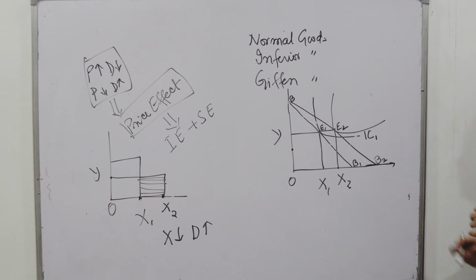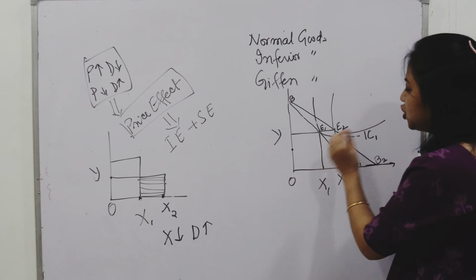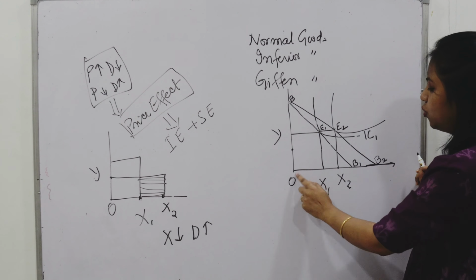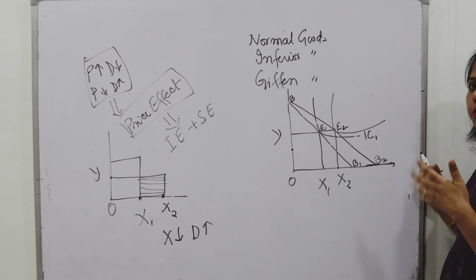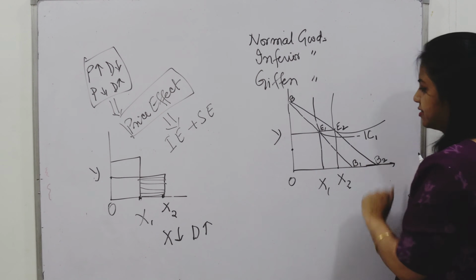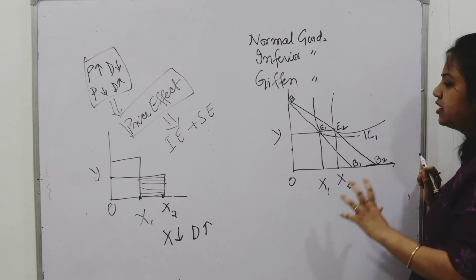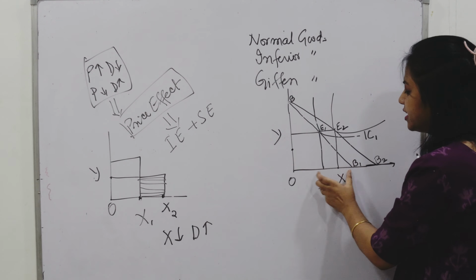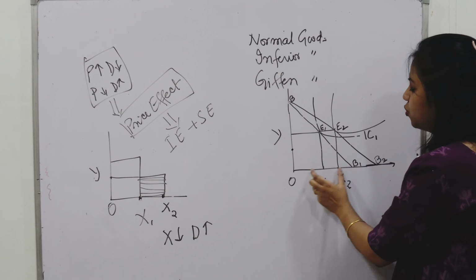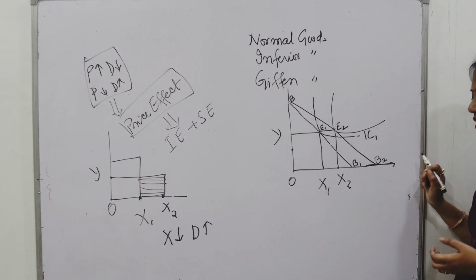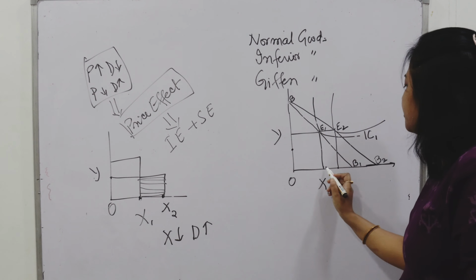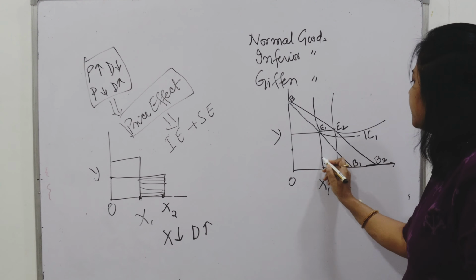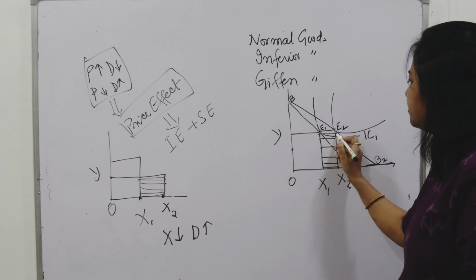This shift in the quantity from OX1 to OX2 is because of the change in the price of X. Because of the change in the price of X, my quantity demanded of X has increased from OX1 to OX2. So what is the difference? The difference is this one. As I said, this is the price effect. This much is my price effect.